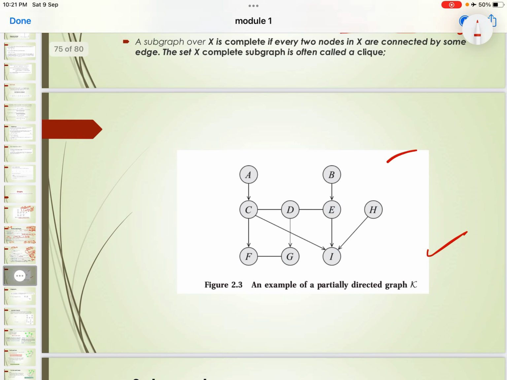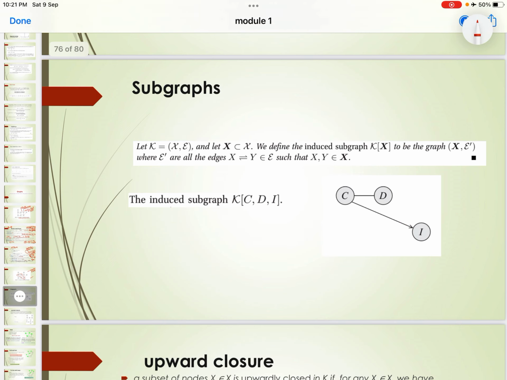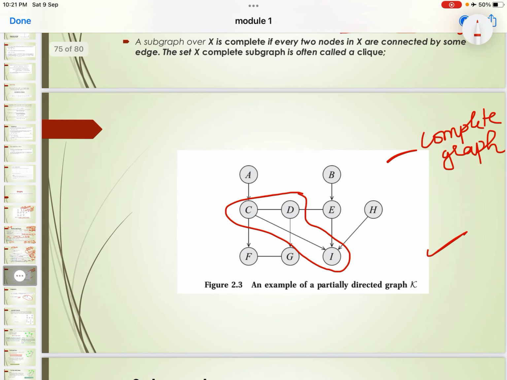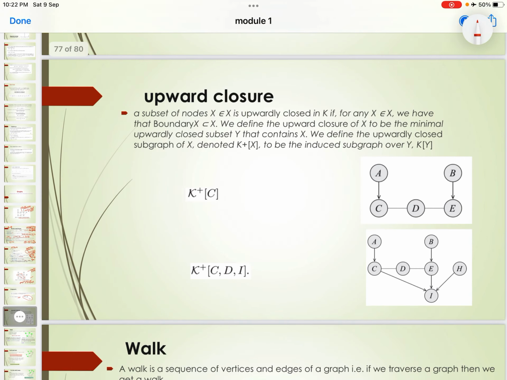So basically what is the induced subgraph? Now this is a complete graph. You have this complete graph. So in this complete graph, if I take this much part, then this is your subgraph. CDEI is your subgraph. That means a part of the graph. A part of graph is subgraph.